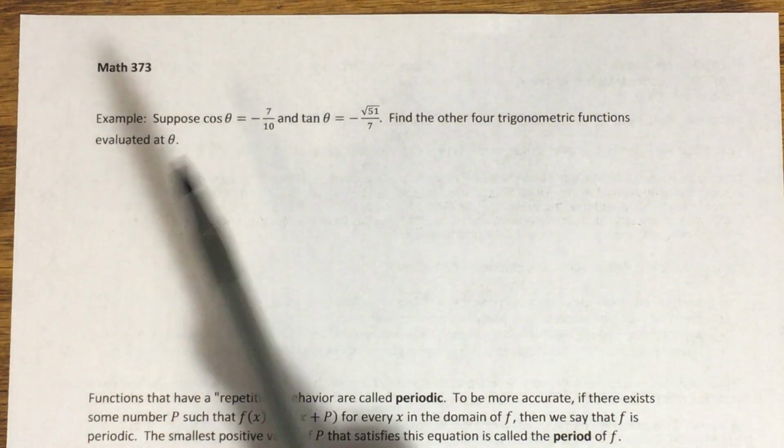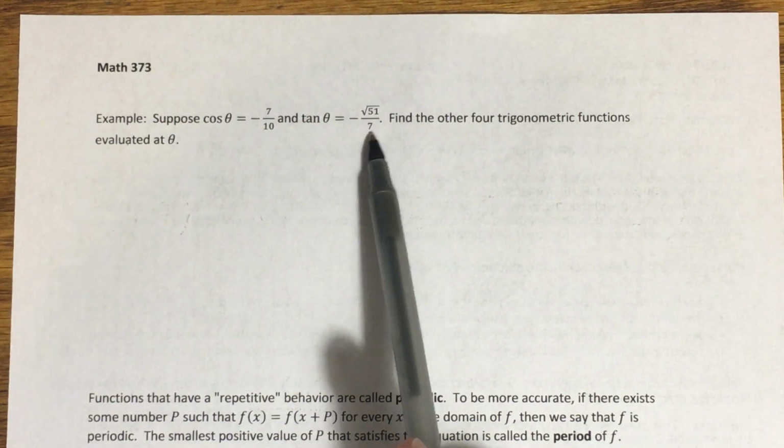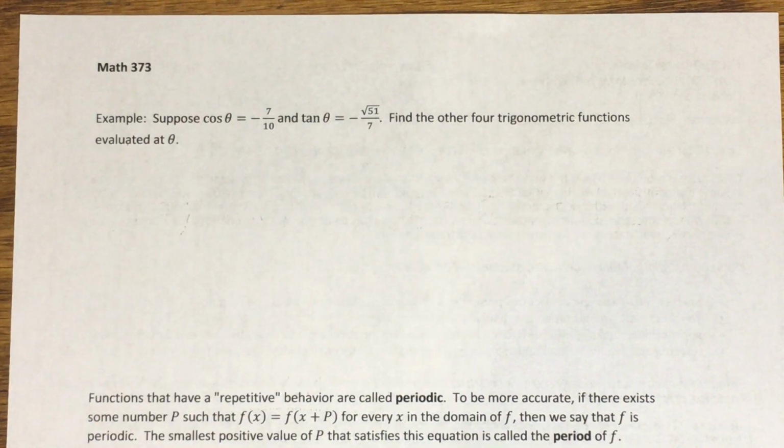Here, again, we have cosine of theta equals negative 7/10, tangent of theta equals negative root 51 over 7, and we're asked to find the other four trig functions evaluated at theta. What I was starting to say in that last video was that there's more than one approach that works here, but I want to try and use the Pythagorean identities to come up with an answer.